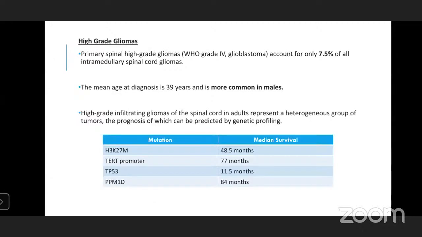Coming to high-grade gliomas, they are WHO grade 4, and they account for only 7.5% of all the intramedullary spinal gliomas. The mean age at diagnosis is usually 39 years and is more common in males. The prognosis of these tumors can be predicted by genetic profiling. For example, the newly detected gene mutation H3K27M has a median survival of around 48.5 months. TERT promoter mutations have a median survival of 77 months, TP53 of 11.5 months, and PPM1D of 84 months.